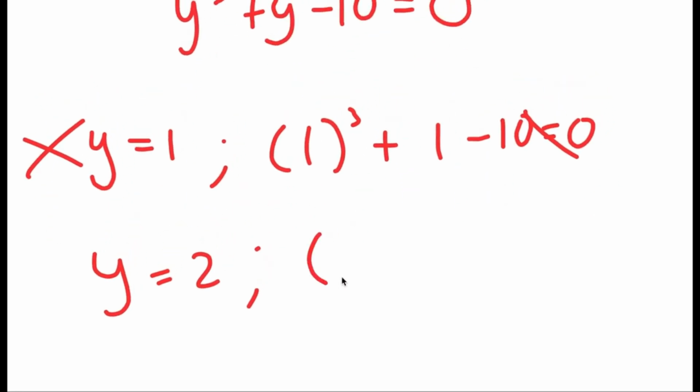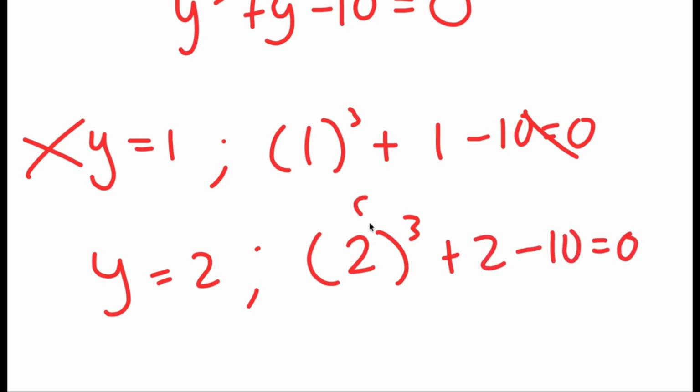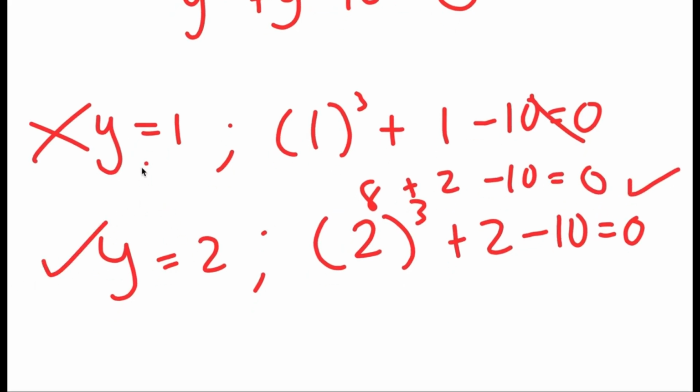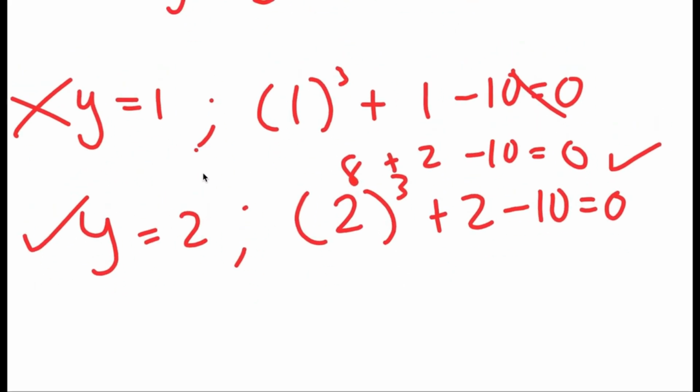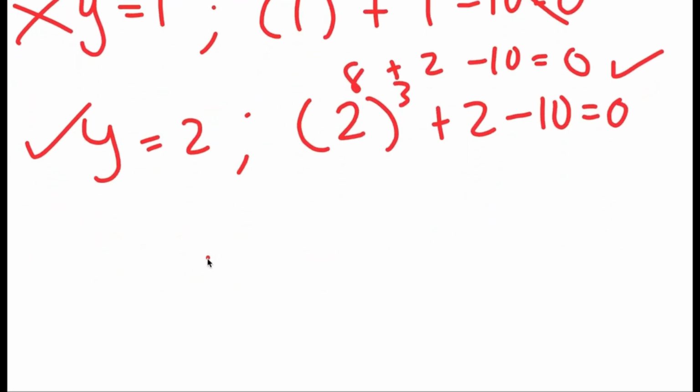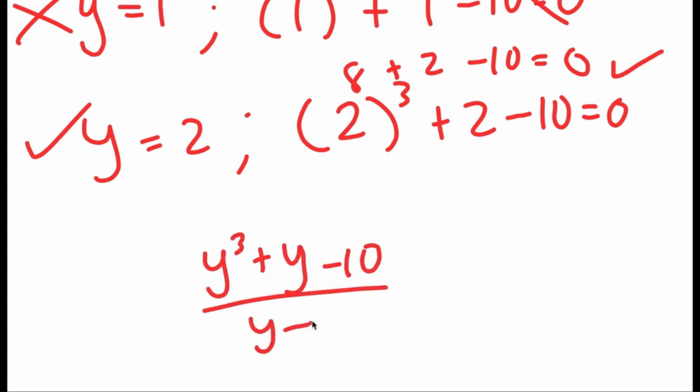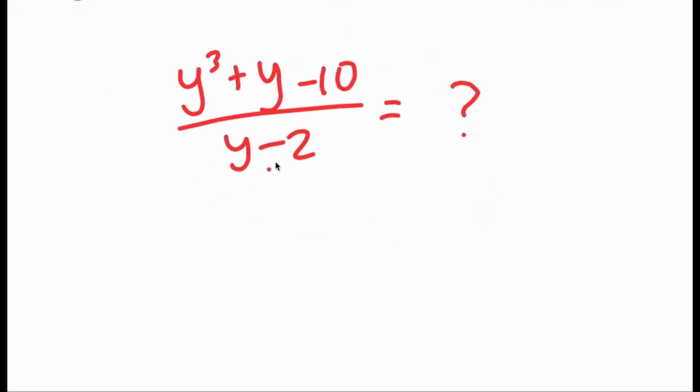So when y equals 2, I get 2^3 plus 2 minus 10 is equal to 0. Now 2^3 is 8, so I have 8 plus 2 minus 10. 8 plus 2 is 10, 10 minus 10 is 0. So this works, meaning y equals 2 is a solution. So what I'm going to do is divide y^3 plus y minus 10 by y minus 2, because y equals 2 is the solution. To do this, I'm going to use synthetic division.